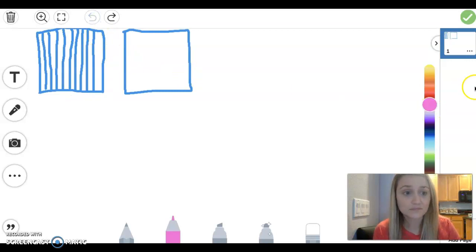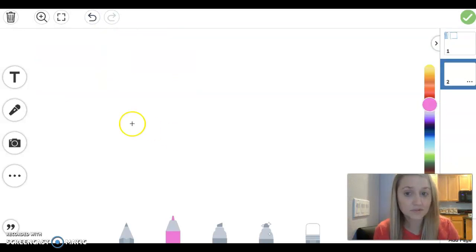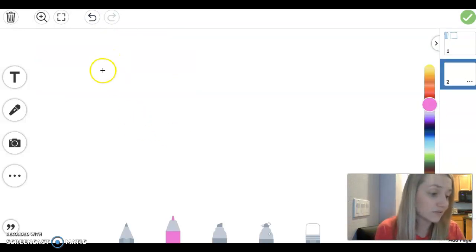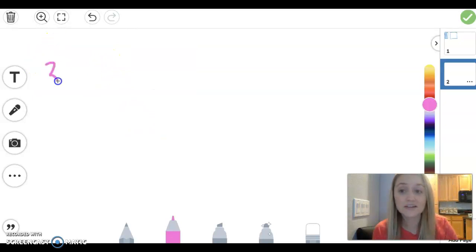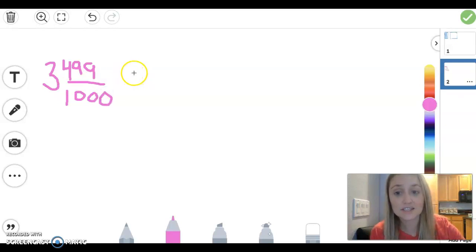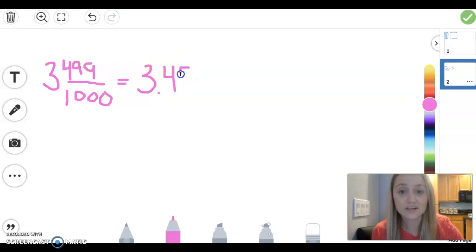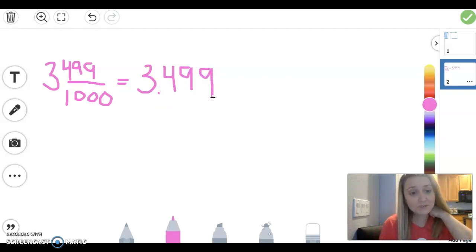All right, so, student page. So if we had even a number like 3 and 499 over 1,000, okay, and they said write this as a decimal, we'd have 3 and 499 thousandths, okay, so pretty easy there.